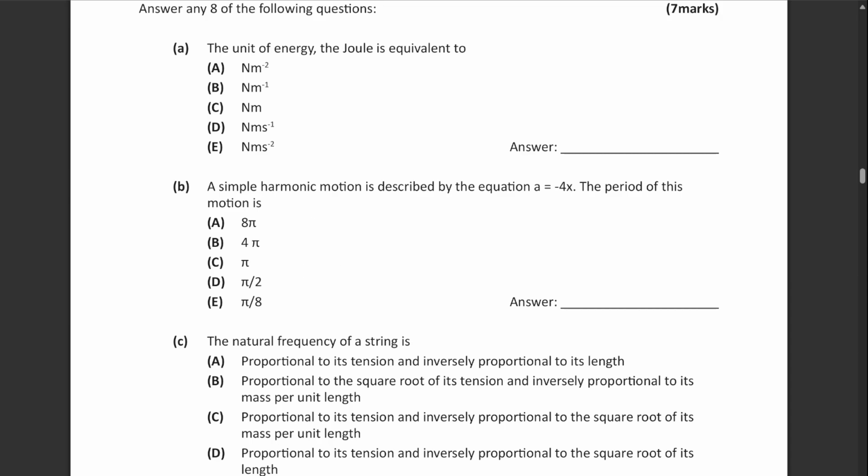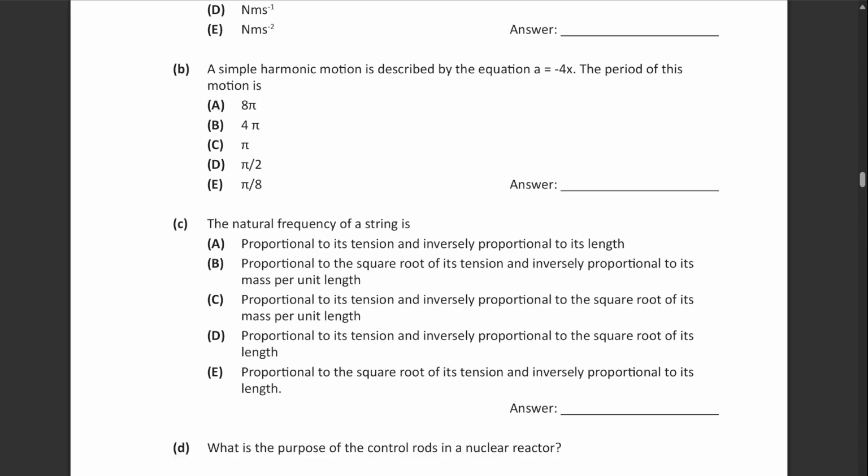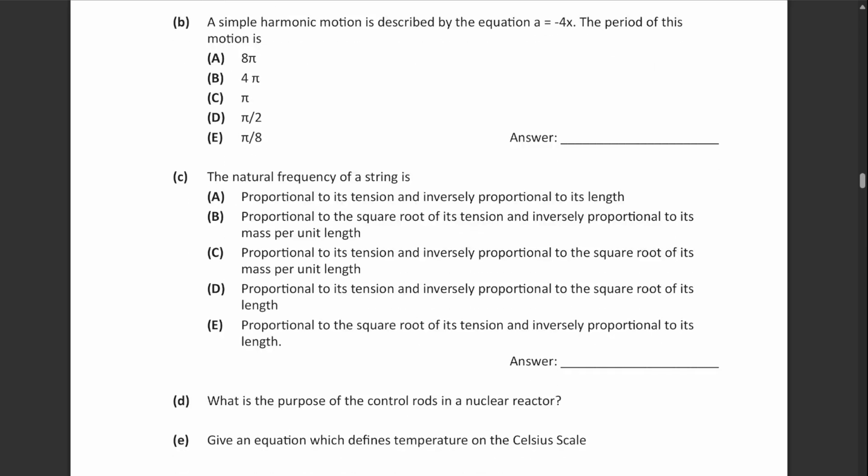Simple harmonic motion described by that. Again, please use the equation editor. Natural frequency of a string. Yeah, it's best to let students write their own answer instead of giving them all these answers. You could ask, list 2 quantities which can vary the fundamental frequency of a string, instead of saying the natural frequency of a string is just a bunch of different proportional things.